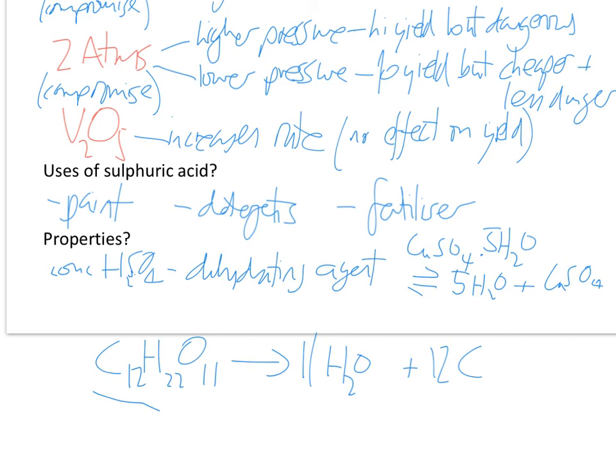Now that concludes our look at the production of sulfuric acid, and indeed a look at the reversible reactions which are used in industrial processes.